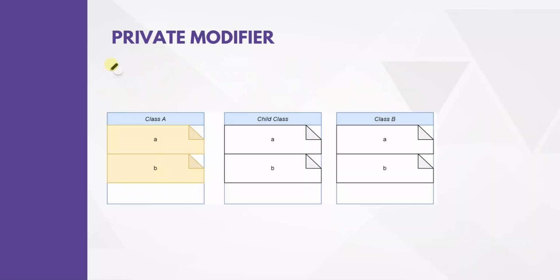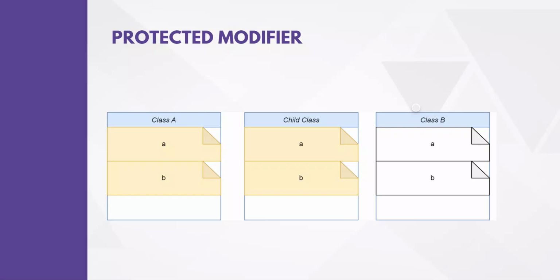In the case of private, we observe that all these data members are available only in the class in which they are written. They are not available in the child classes, and they are also not available in the third classes. Similarly, in the case of protected, this case is a bit different.